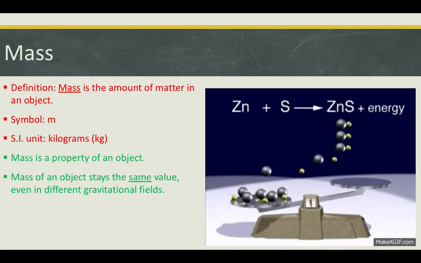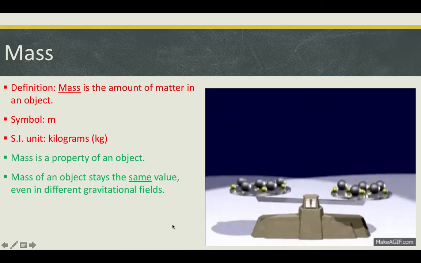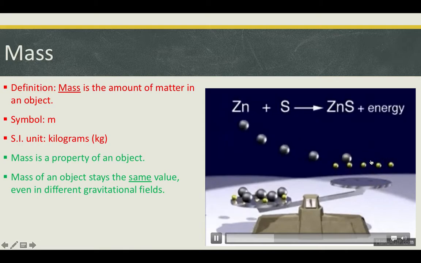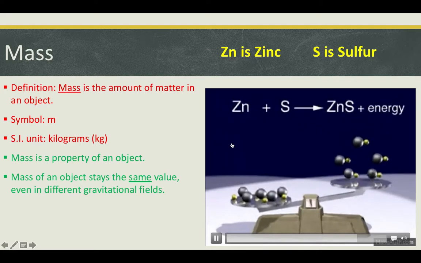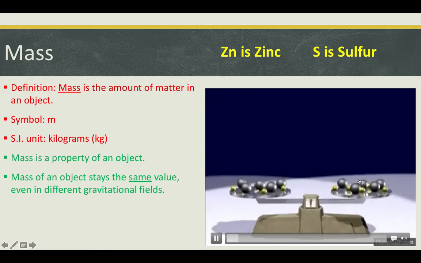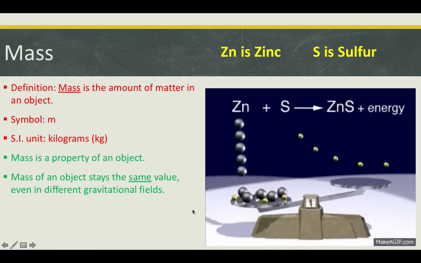Mass is a property of an object, or a property of material, and it always stays the same value, even in different gravitational fields. This balance in this picture shows that we have an accumulation of mass on both sides. It's the same amount of mass, and if we pull this up, it shows I have this quantity of zinc, this quantity of sulfur, and whether I move them around or not, it's still going to be the same amount of mass. So mass is a property of a material.